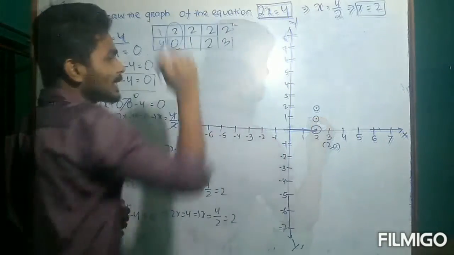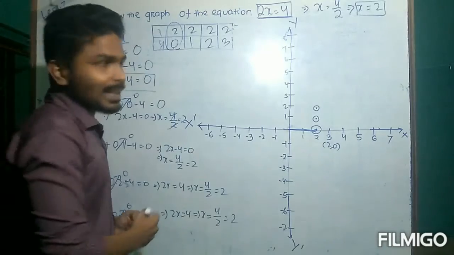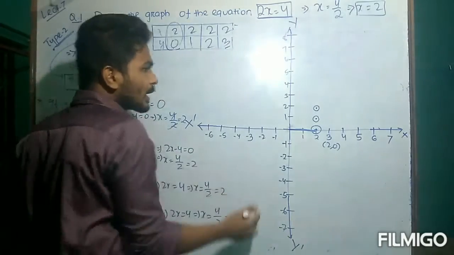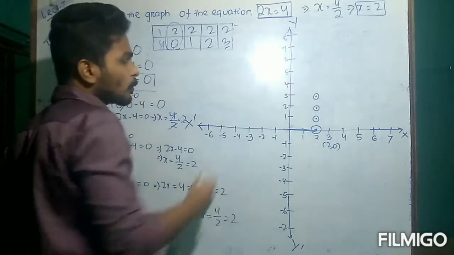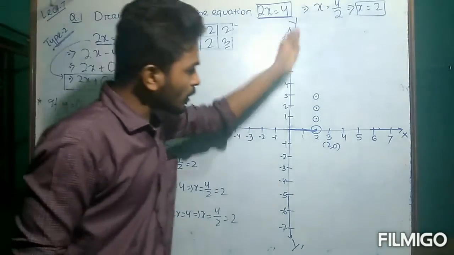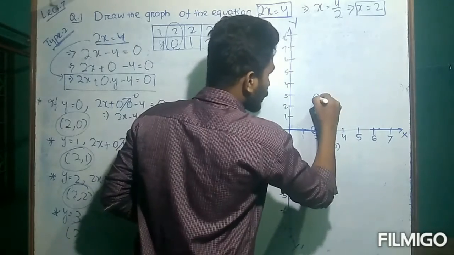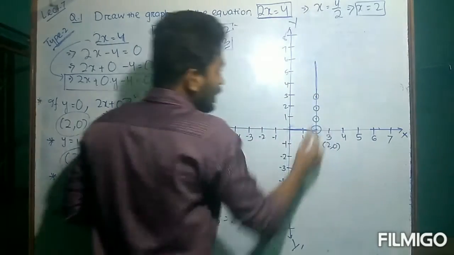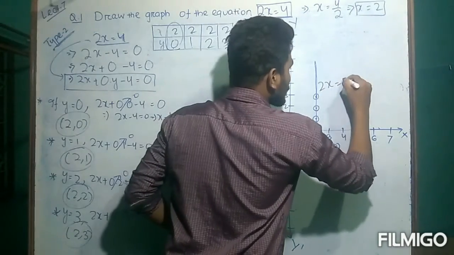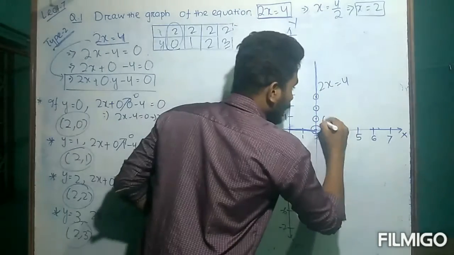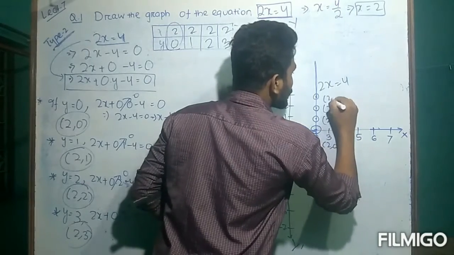And next (2, 3). So in the x coordinate you move 2 units towards the right side and 3 units towards the top. Now all those 4 points are represented. Now we have to join all those 4 points, and you can extend the line in both directions. Before that, write down their coordinates: this is (2, 1), this is (2, 2), this is (2, 3).